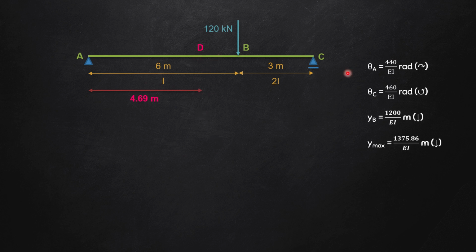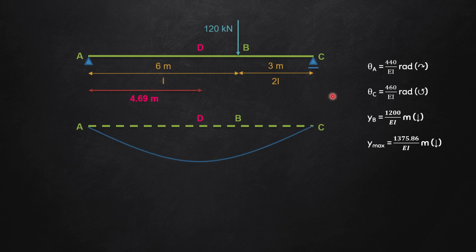So these are the values that we had got: theta A, theta C, YB and YD. Let us see this with the help of a deflected shape. This is the original shape of the beam. I've drawn it in dotted lines because after the loading it will become something like this, where A and C remain in their position. There is no downward deflection, but there are slopes, and D comes down to D dash and B comes down to B dash.